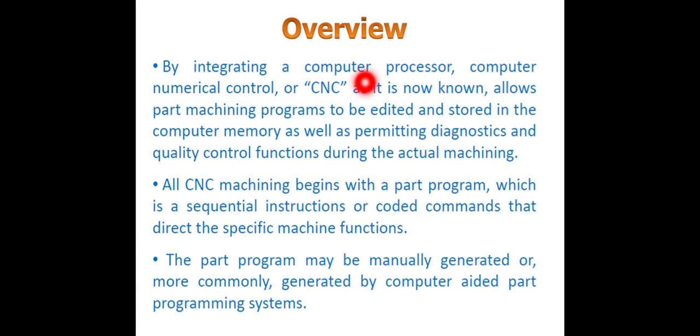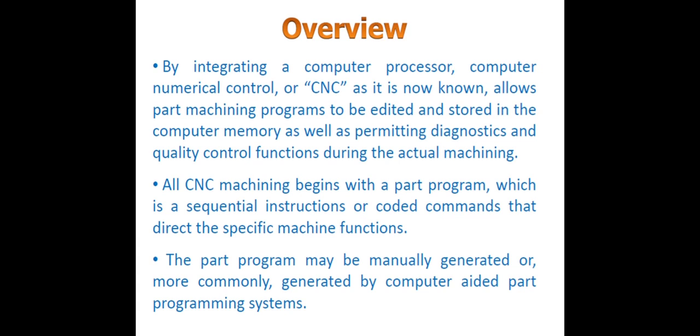By integrating a computer processor, computer numerical control or CNC as it is now known allows part machining programs to be edited and stored in the computer memory as well as permitting diagnostics and quality control functions during the actual machining. In numerical control, as it is saved in the punched card, the programs cannot be edited once written. That was the major disadvantage in numerical control. So with the invention of the computer, in computer numerical control, the programs can be edited if there is any change in the program.